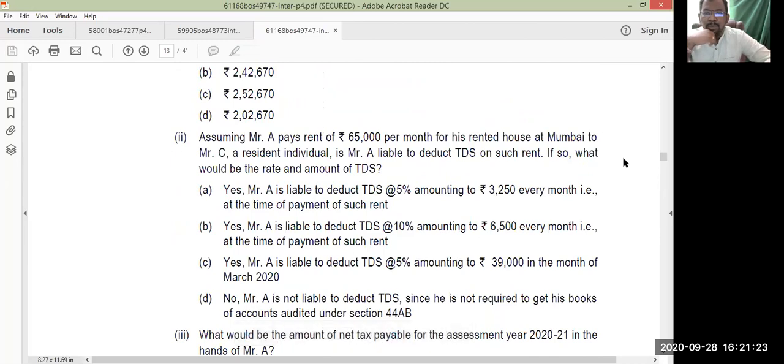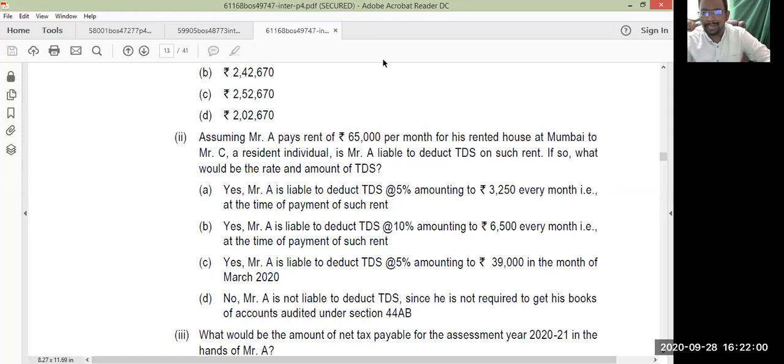Next, assuming Mr. A pays rent of 65,000 per month for his rented house at Mumbai to Mr. C, a resident individual. Is Mr. A liable to deduct TDS on such rent? Absolutely yes. Why? Because here the rent paid by him exceeds 50,000 per month. He is not going to deduct the TDS under section 194I, but he should deduct the TDS under section 194IB.